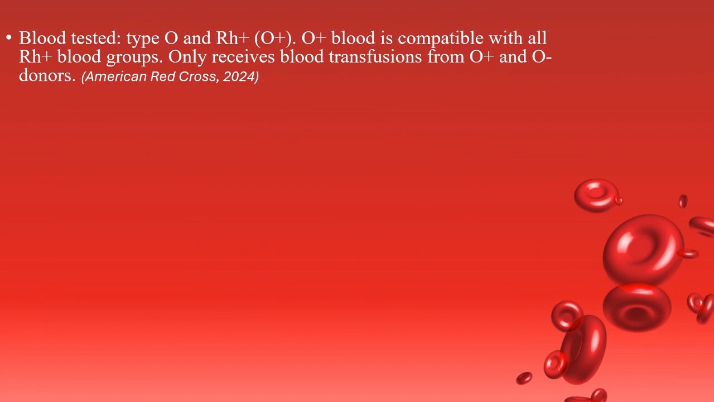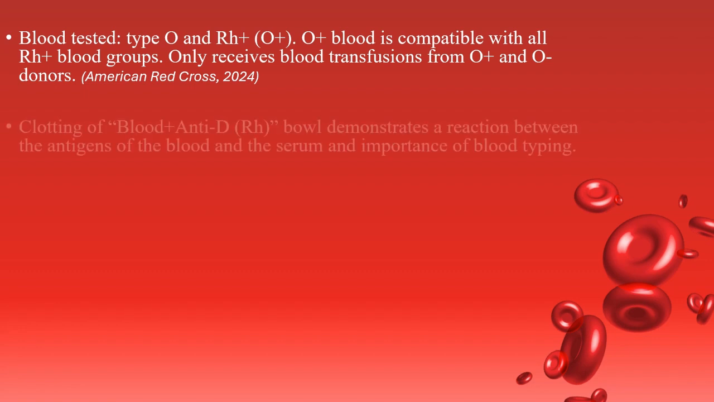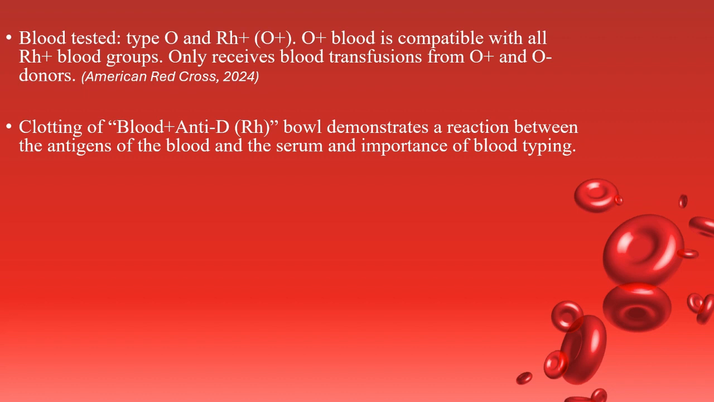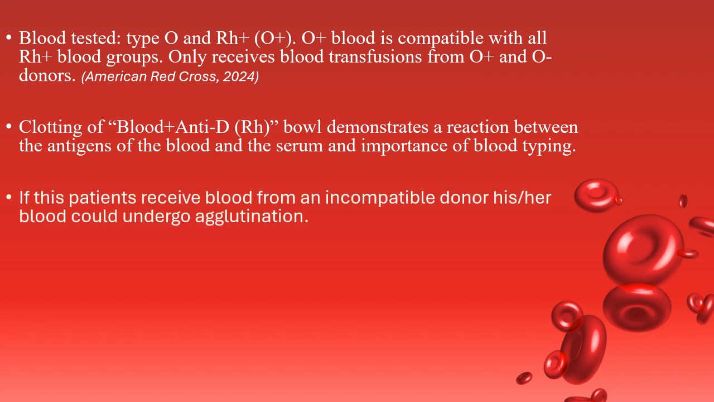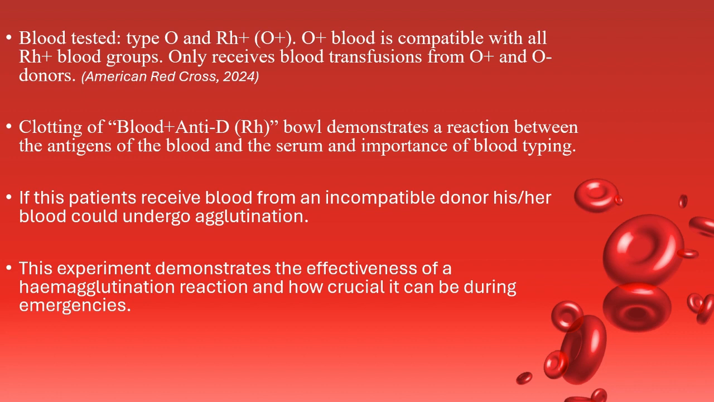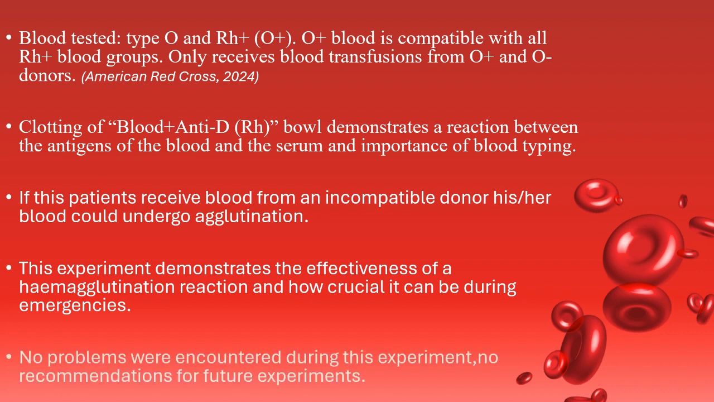According to the American Red Cross, O positive blood is compatible with all RH positive blood groups. We only receive blood transfusions from O positive and O negative blood. The clotting of the blood in the anti-D bowl demonstrates a reaction between the antigens of the blood and the serum, and it also shows the importance of blood typing. If this patient receives blood from an incompatible donor, his or her blood could undergo agglutination. This experiment demonstrates the effectiveness of a hemagglutination reaction and how crucial it can be during emergencies. No problems were encountered during this experiment and no recommendations for future experiments.